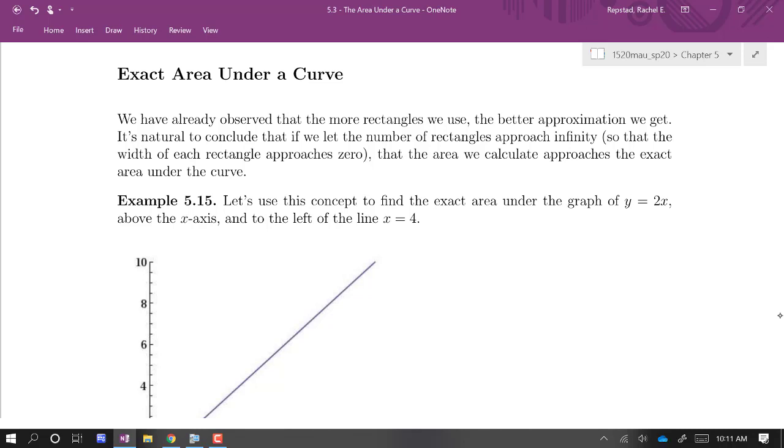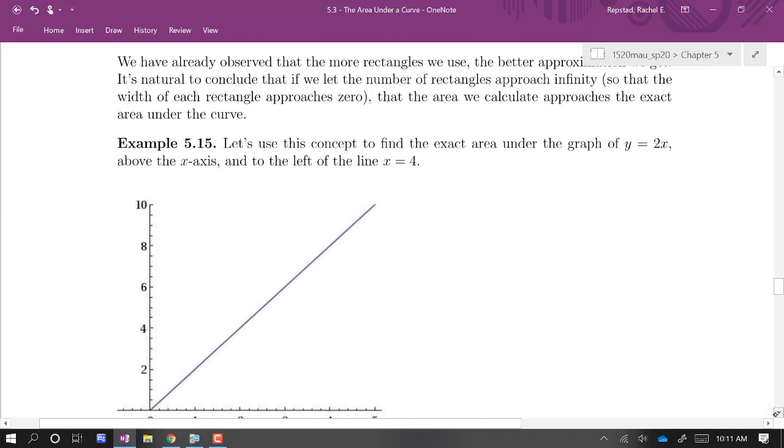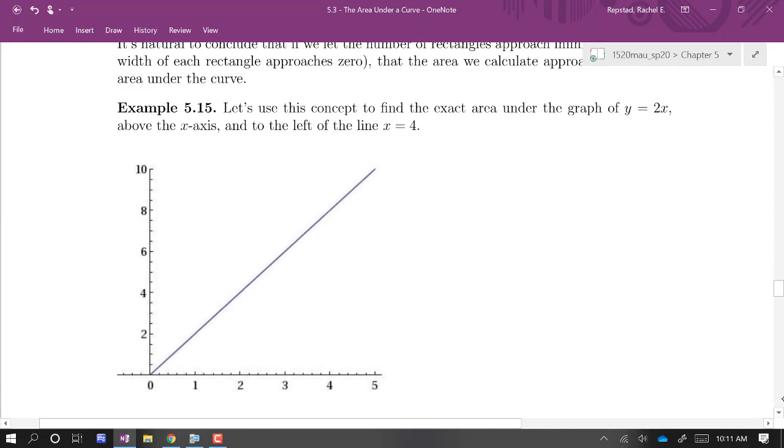So we're going to build out this concept in this example. And I'm purposefully using a simple example for two reasons. One, there's still a substantial amount of work to do, but it's doable with this simple-ish example, and it's enough to illustrate the concept of what we're doing. And also, it's a region that we already know how to find the area of because it's a simple geometric region, and we're going to see that we get the same result. So it lends some validity to this process.